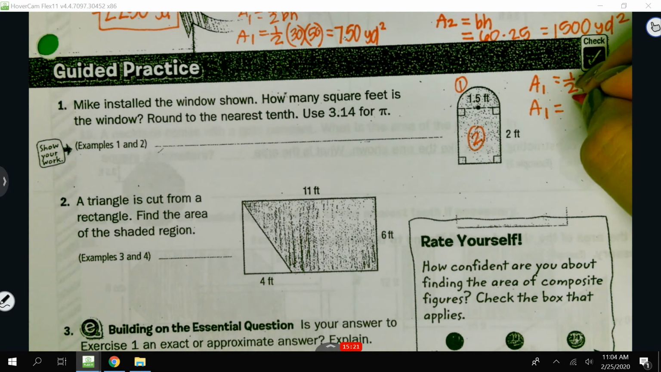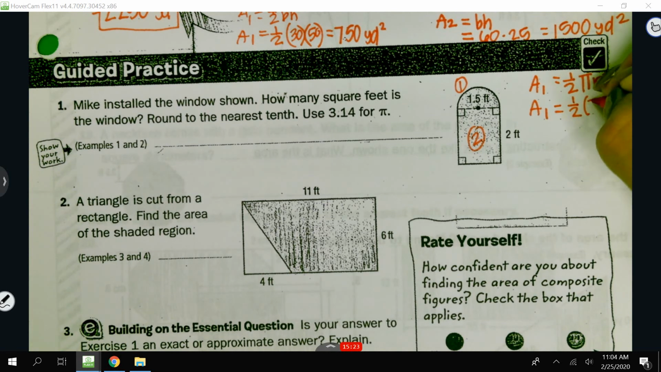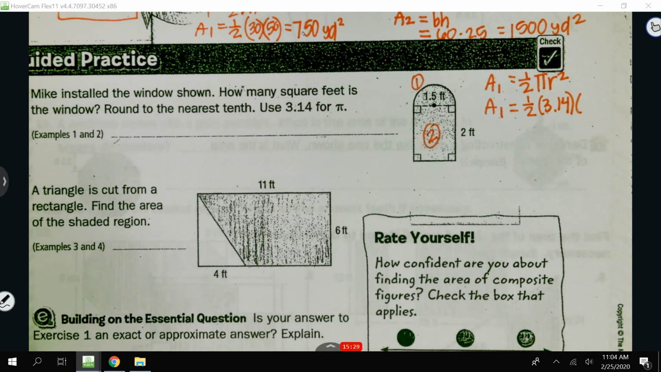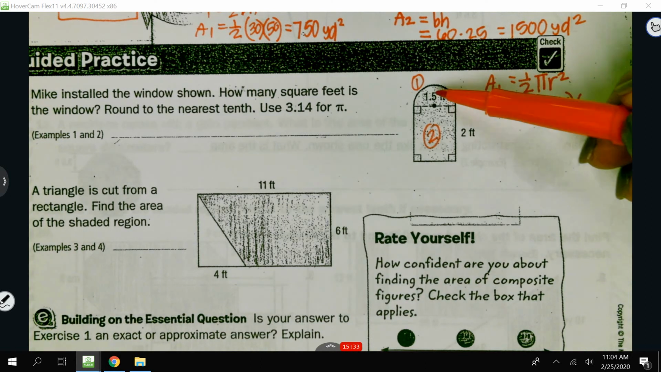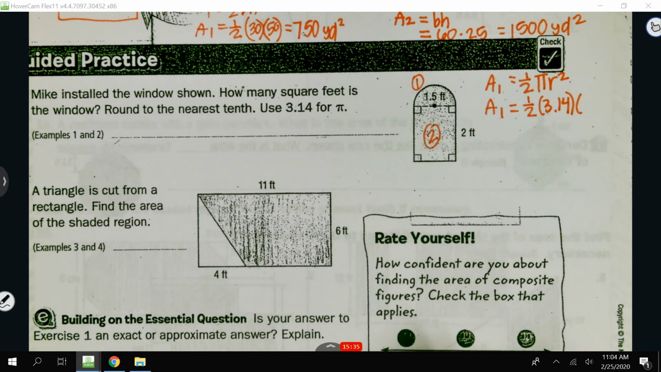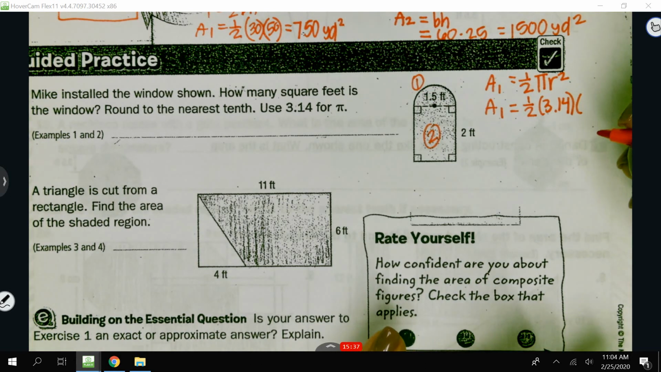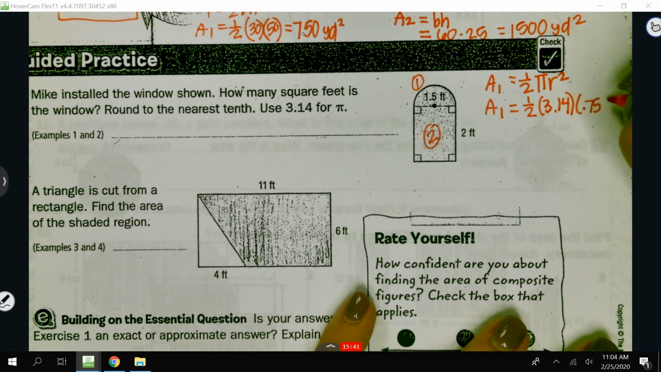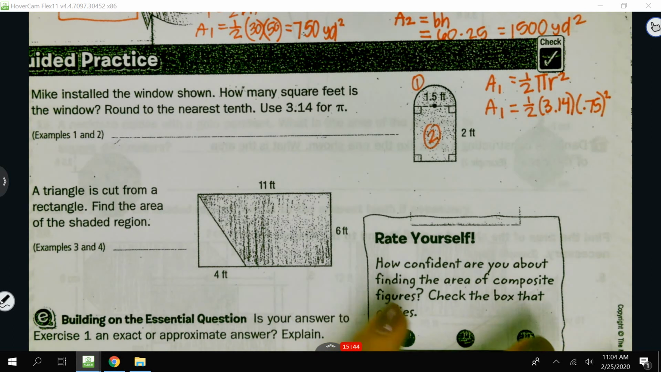So did they give me my radius or my diameter? They gave me the diameter. So how do I find the radius, since that's what I need for my formula? You're going to take your d and divide it by 2. So what does that give you? 0.75. And that's what you are squaring. You have to remember to find that radius if you're finding the area.